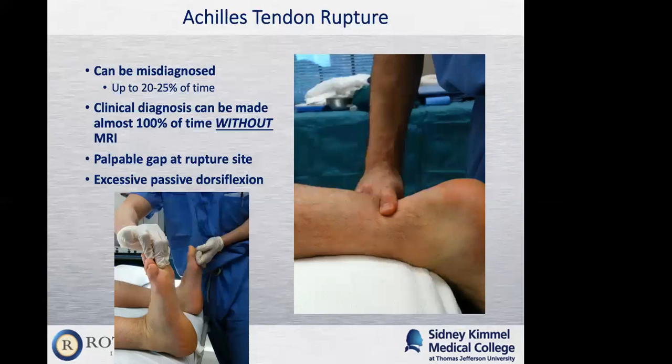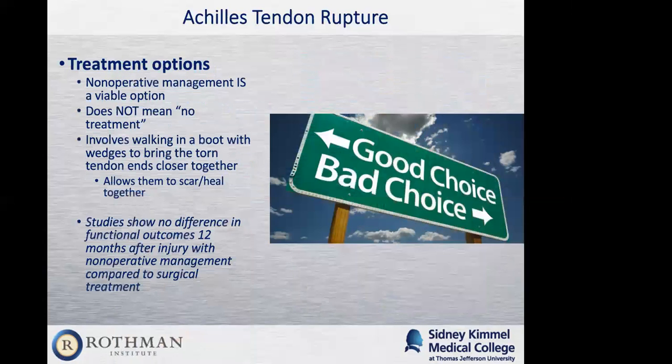So in terms of treatment options, again, much like we talked about with the other two conditions, we kind of divide them into non-operative versus operative management. And for an Achilles rupture, non-operative management is a viable option. This does not mean that we just don't treat it. There is a tried and true method to treat an Achilles tendon rupture without surgery.